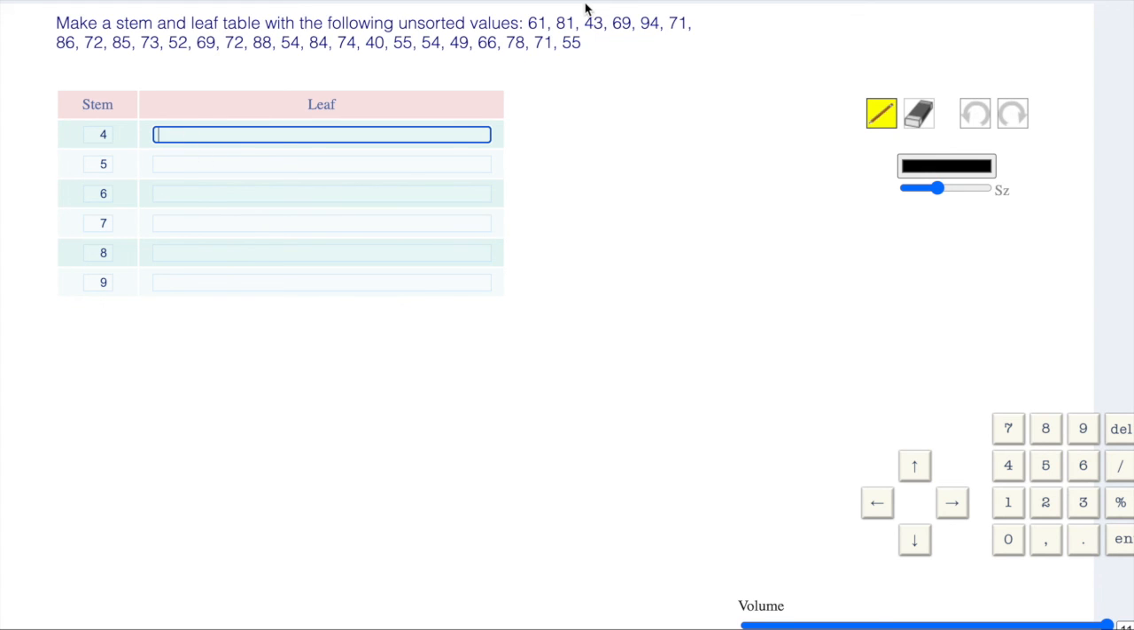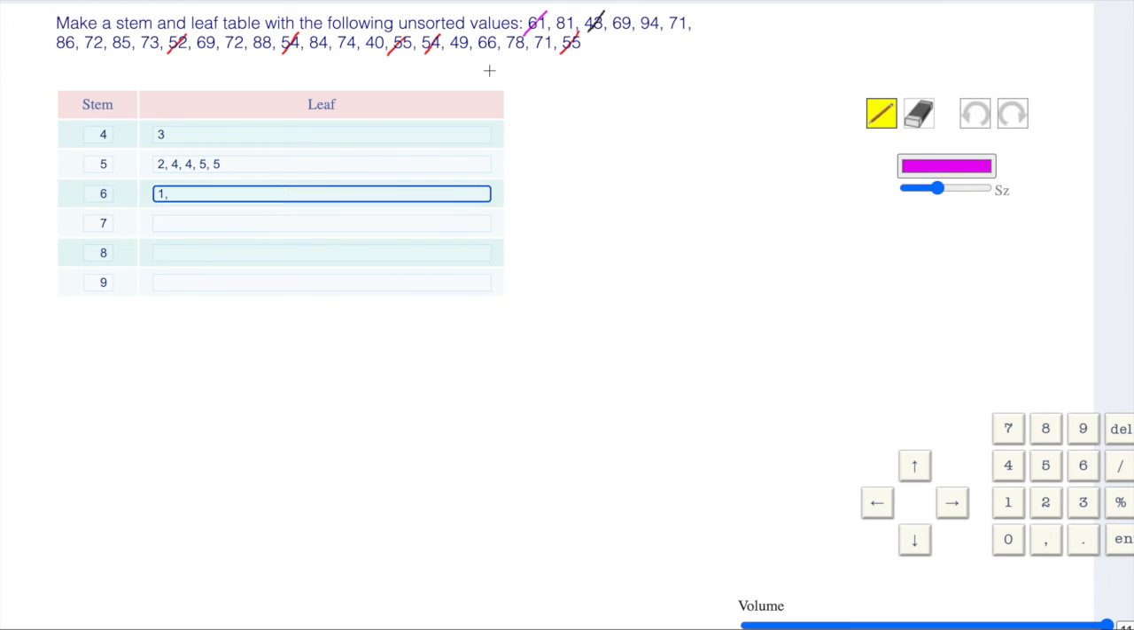We have 43. Look at the 50s. Got a 52. 54. 55. And I got another 54, so I'm just going to pop that over here. I got another 55. I got a 61. I've got a 69. A 66. So I'm going to put that between the 1 and the 9. Get rid of that comma at the end.